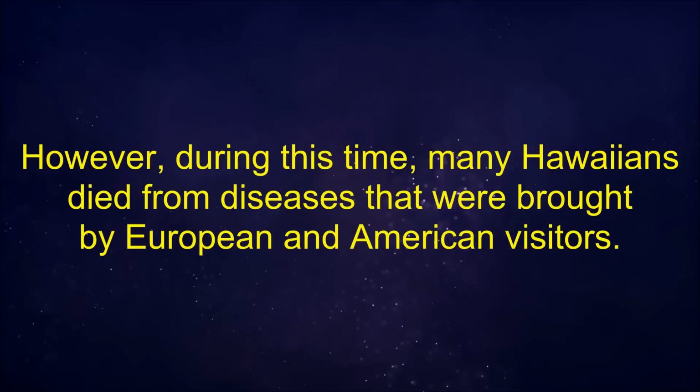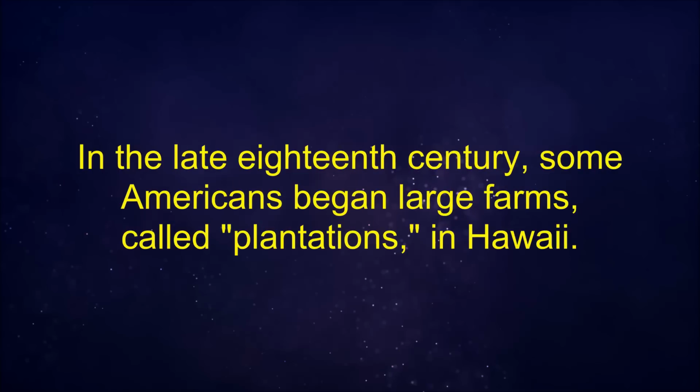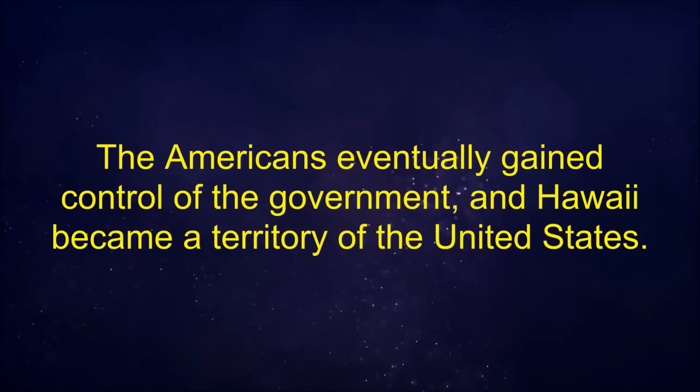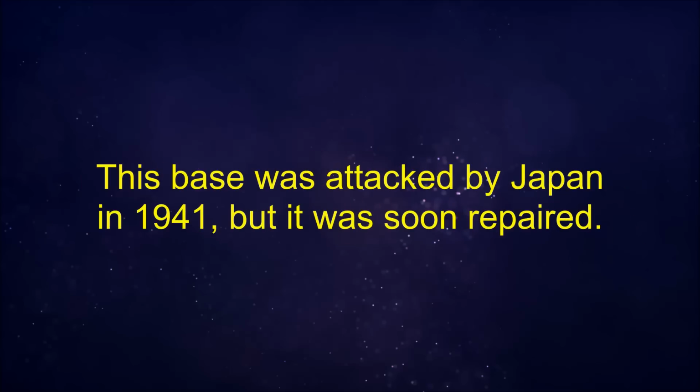The Hawaiian Islands are excellent places for growing sugarcane and pineapples. In the late 18th century, some Americans began large farms called plantations in Hawaii. The Americans eventually gained control of the government, and Hawaii became a territory of the United States. The United States built a naval base on the island of Oahu at Pearl Harbor. This base was attacked by Japan in 1941, but it was soon repaired. The naval base is still in use today.